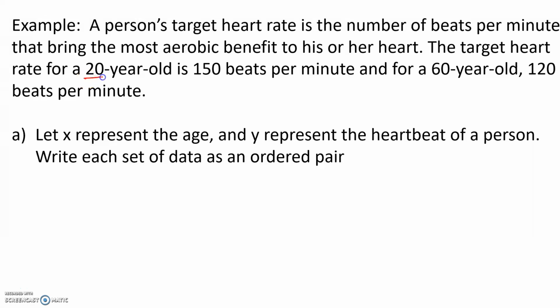Since X represents age, for a 20-year-old, the value of X will be 20, and Y represents the heartbeat. For a 20-year-old, the heartbeat will be 150 beats per minute. So the corresponding ordered pair will be (20, 150). For a 60-year-old, the X value will be 60 since X represents age, and the heartbeat per minute will be 120. So the corresponding ordered pair will be (60, 120).